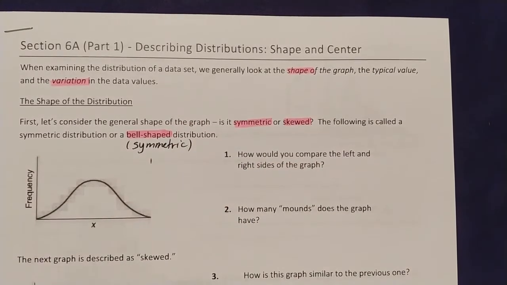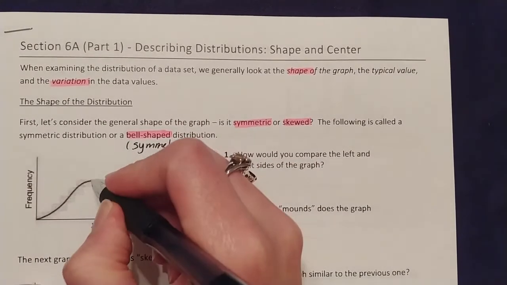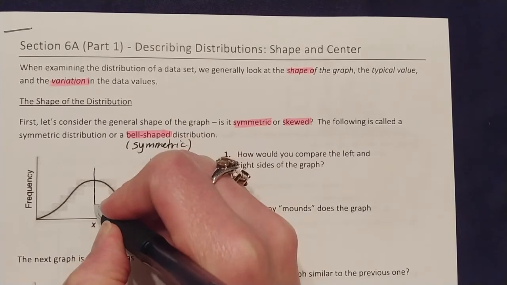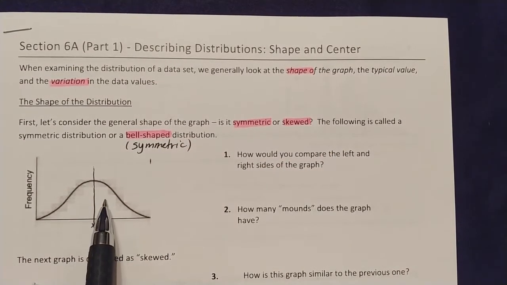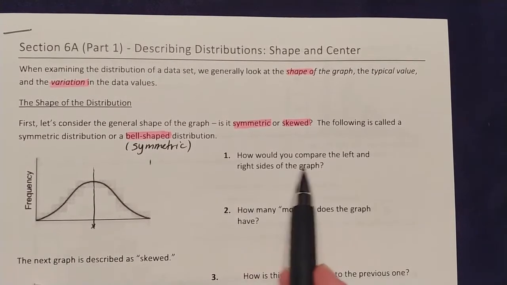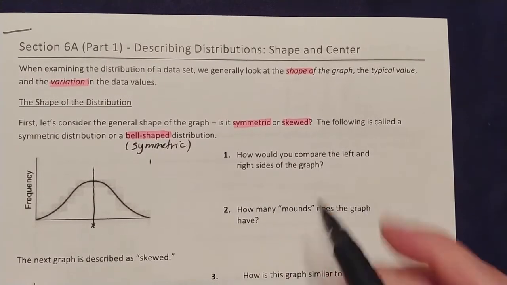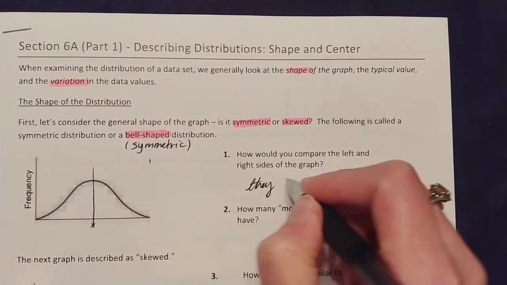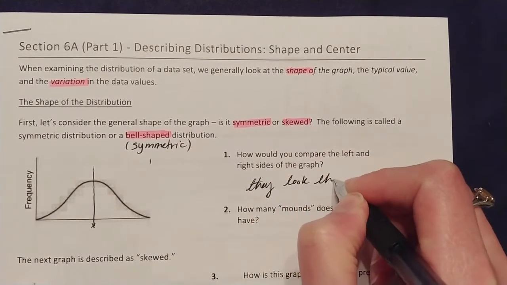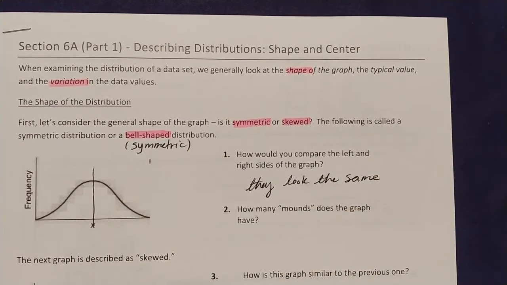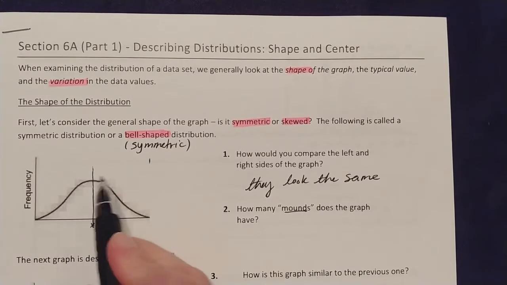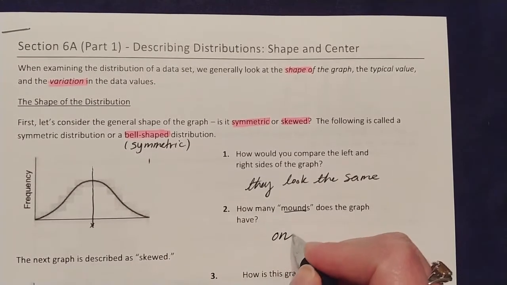We call it the bell-shaped curve. Why? Because think about it. If I was to draw that line in the middle, that line of symmetry, see, both sides are equal. So how would you compare the left and the right sides of the graph? They look the same. How many mounds does the graph have? We can consider the word mound as like a hump, like on a camel. So here we just have one hump. So we say one mound.